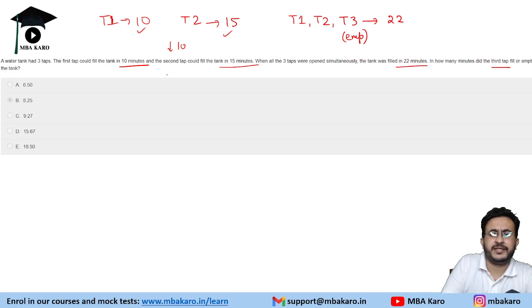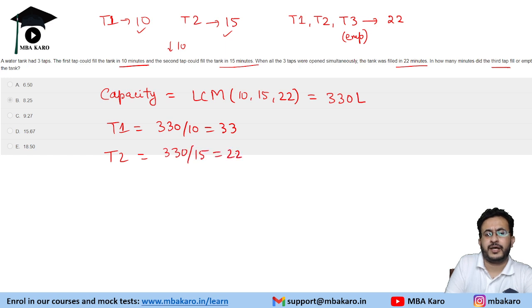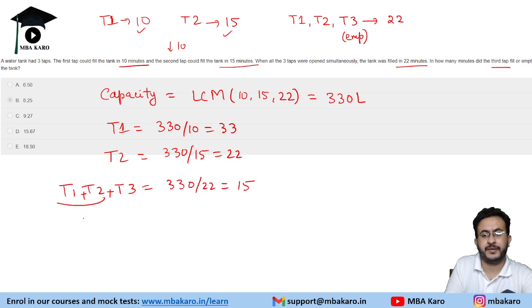So let's solve it by LCM method. Let us say the capacity is LCM of 10, 15 and 22, which turns out to be 330 liters. Okay, so tap 1 efficiency will be 330 by 10, which is 33. Tap 2, the efficiency will be 330 by 15, 22. And when tap 1, tap 2, tap 3 all are used, the efficiency is 330 by 22, which is 15. Okay, so tap 1 plus tap 2 is 55 plus T3 is 15.